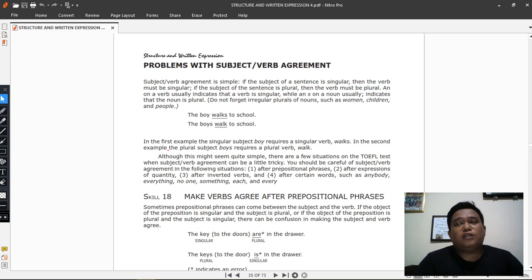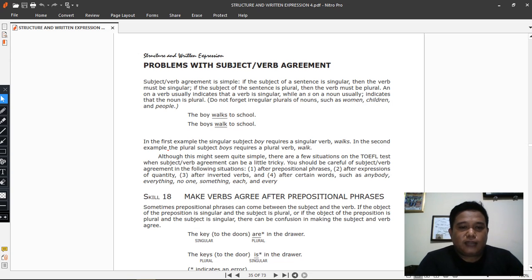A plural subject means the subject is more than one, and the plural verb is the verb that must be suitable for the subject. Like the first example here: the boy walks to school, and the second one, the boys walk to school. This is the correct one. The boy is singular, and it should be followed by the singular verb, walks to school. The boys is plural, and walk is plural too. So both are correct. This example, the boys, requires a plural verb, walk. You may read the rest of them.